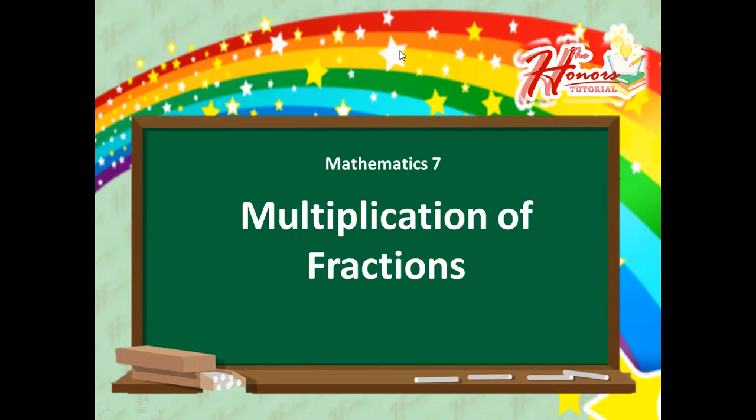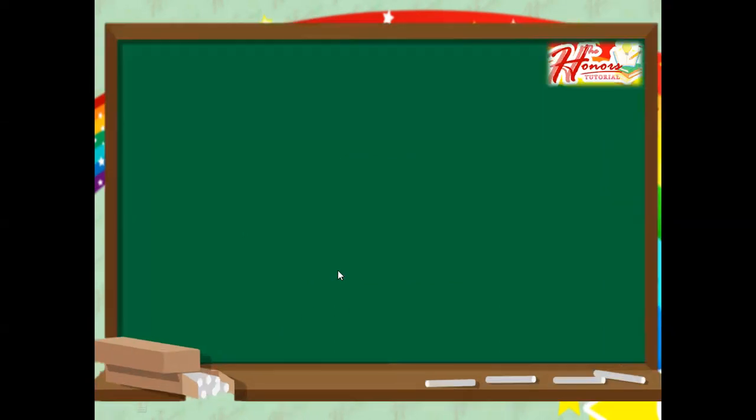Our topic for today is about multiplication of fractions. This is under Mathematics 7. Let's have our first example. For number 1, we have here 5 over 7 times 2 over 8. So this is the process of multiplying fractions.